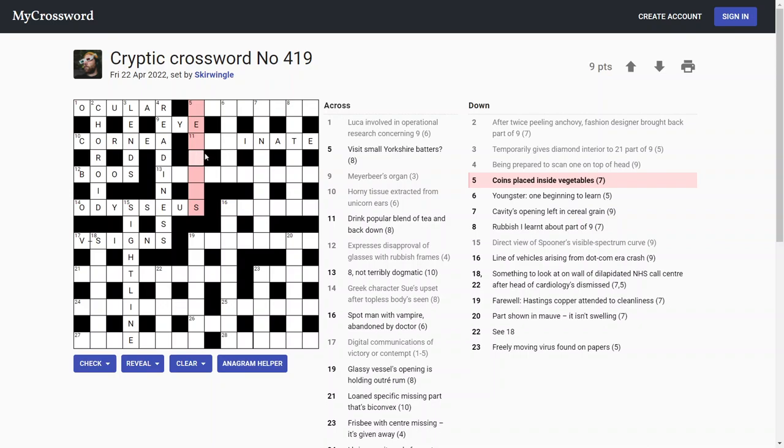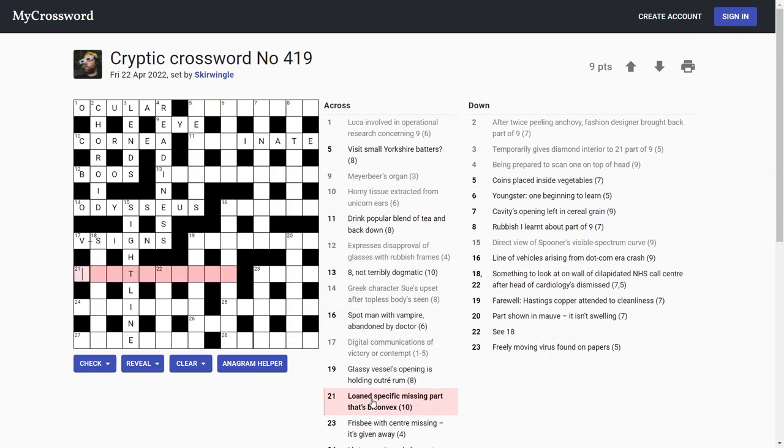Coins placed inside vegetables. Peas is the obvious vegetable that fits, isn't it? Peas. Coins. Placed. What's placed? Put. Laid. I don't know. Oh, we've got such a good start, didn't we?